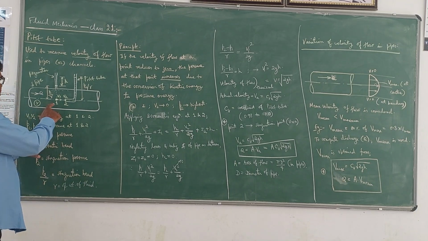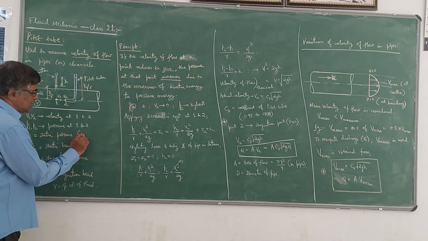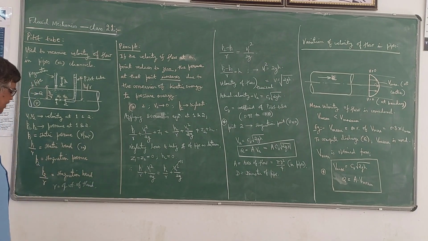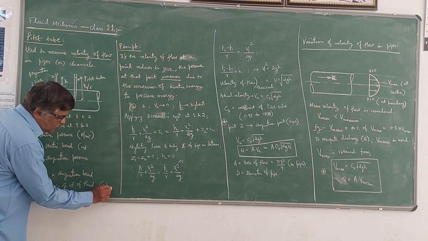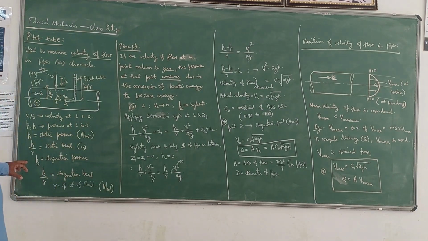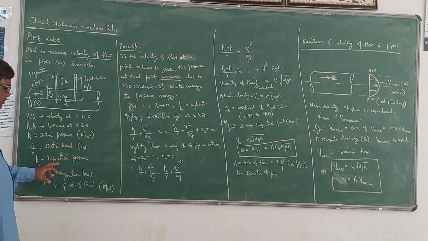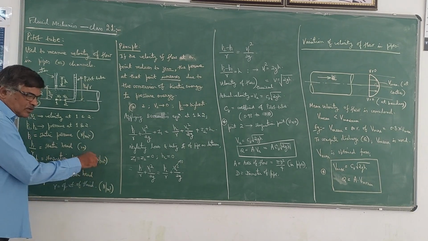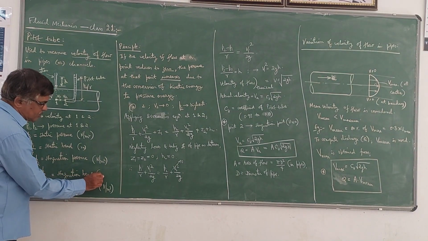That pressure is called static pressure, and P1 by gamma is called static head. Please note that static pressure is expressed in Newton per meter square, whereas static head is expressed in meters, where gamma is in Newton per meter cube. We have learned that P is equal to gamma h equation earlier. Similarly, at point 2, the pressure is enormous, and that pressure is called the stagnation pressure, which has the higher value, and P2 by gamma is called the stagnation head, which will be in meters.